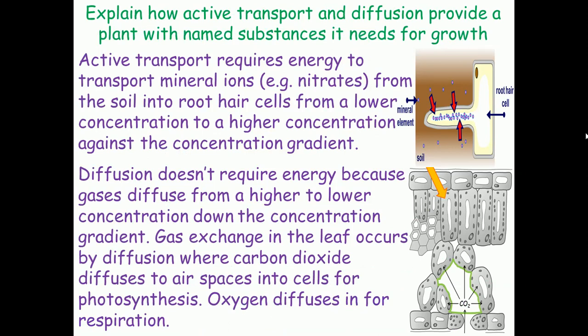So here's a 6-mark question. Explain how active transport and diffusion provide a plant with the named substances it needs for growth. So you need to be able to explain that active transport requires energy to transport mineral ions such as nitrates from the soil into root hair cells from a lower concentration to a higher concentration, against the concentration gradient. And then the other thing they also need is diffusion, which doesn't require energy, because gases diffuse from a higher to lower concentration, down the concentration gradient. The gas exchange happening in leaves occurs by diffusion, where carbon dioxide diffuses into air spaces and into cells for photosynthesis, and then obviously oxygen could diffuse in for respiration.